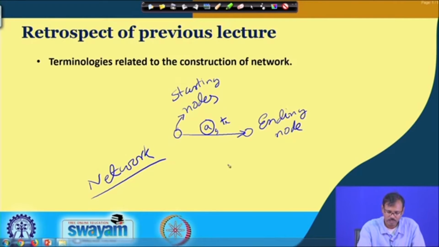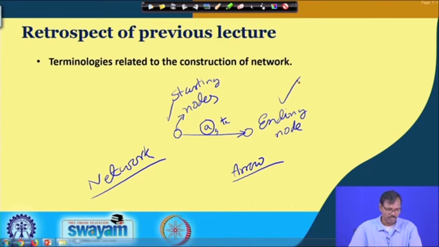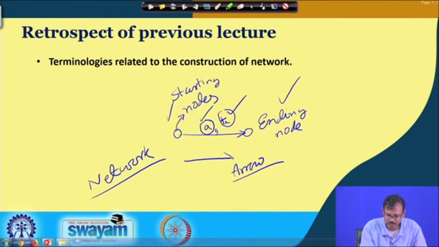So, we know that an arrow represents a job. It must have an initial or starting node, must have an ending node, and it should have a fixed duration which is mentioned in this way. That means, on the arrow we present the name of the job and the duration of the job. This is essentially required, and do not forget this arrow is essential.